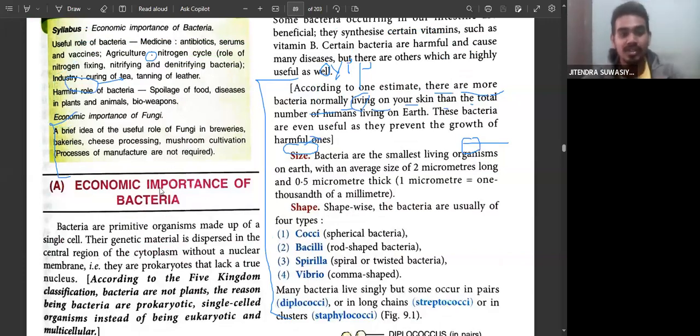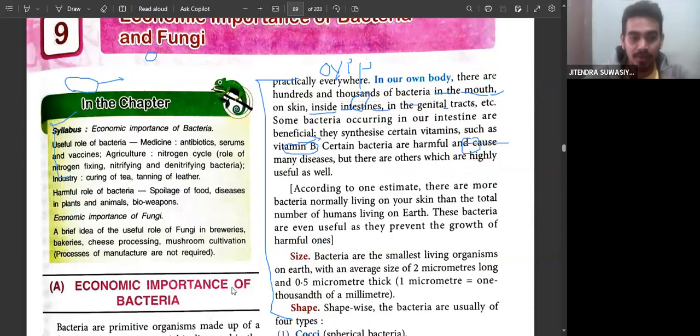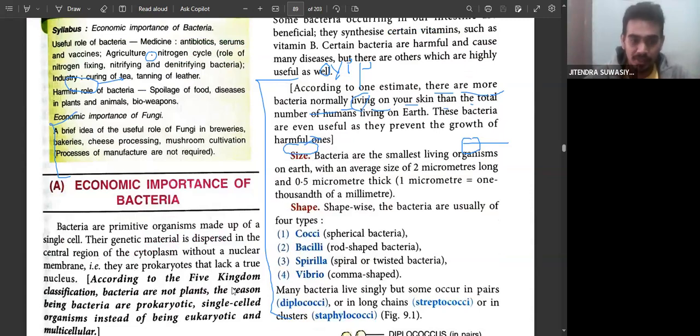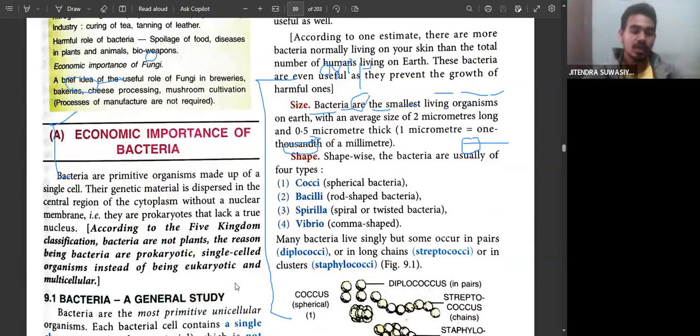Then we have the economic importance of fungi. In this chapter we are going to discuss breweries, and bakeries, like we used to eat cake during celebrations. We have a lot of things in the bakeries. All these products come from the process of some organisms, which have some roles. Like cheese processing and mushroom cultivation, these are the things we are going to discuss in these chapters. So, what is the economic importance of bacteria, right?